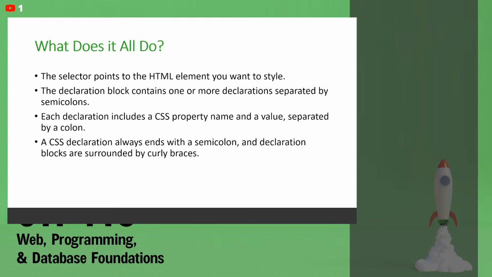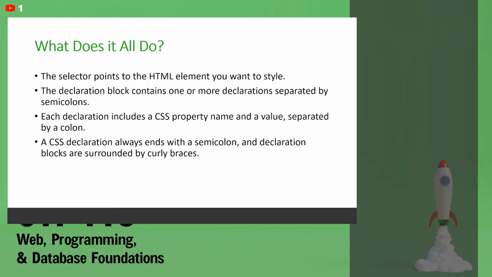And each declaration includes a CSS property name and a value separated by a colon. CSS declarations always end with a semicolon, right? Remember that semicolon, super important when it comes to programming. It's basically like having a period at the end of our sentence. It tells our browser where one declaration stops and the next declaration begins. If we do not put that semicolon there, it won't know where one stops and the next one begins, and it will cause some issues. So that semicolon is super important. And we have those declaration blocks that are surrounded by curly braces. So these are all big deals to us.